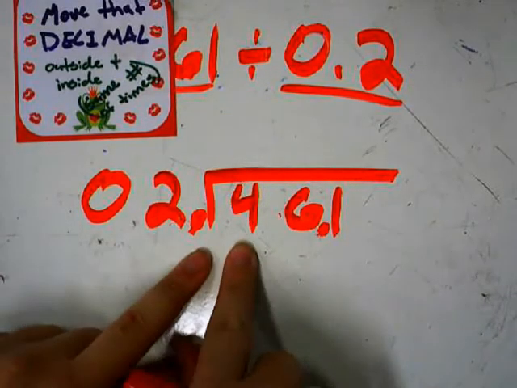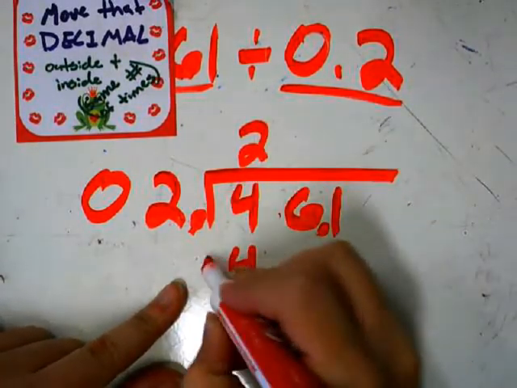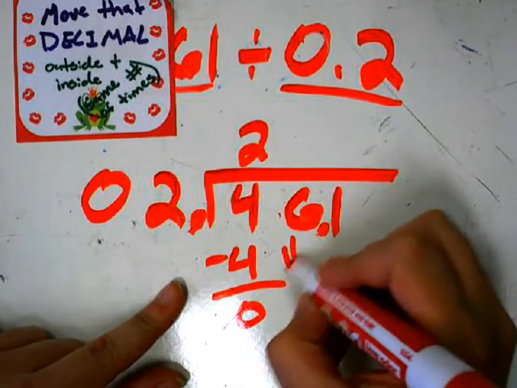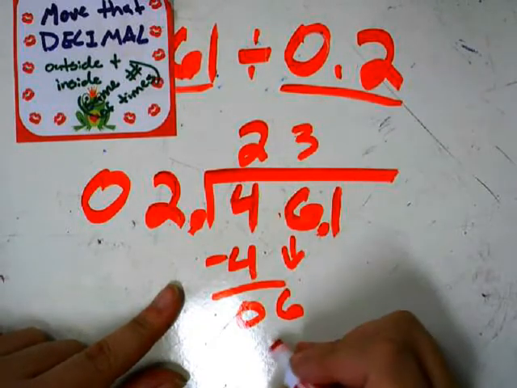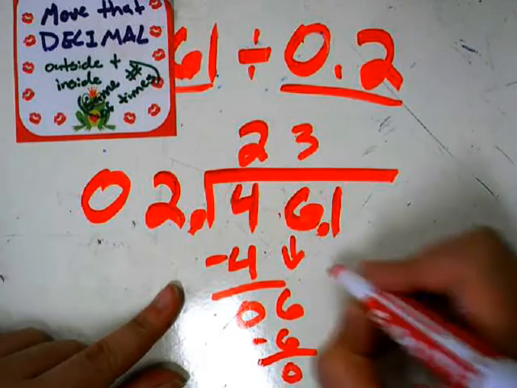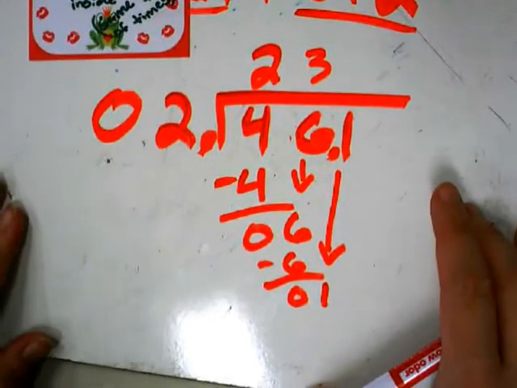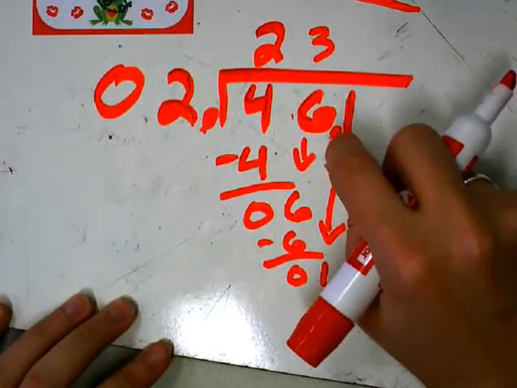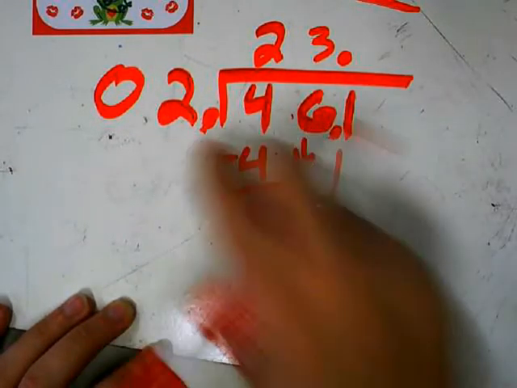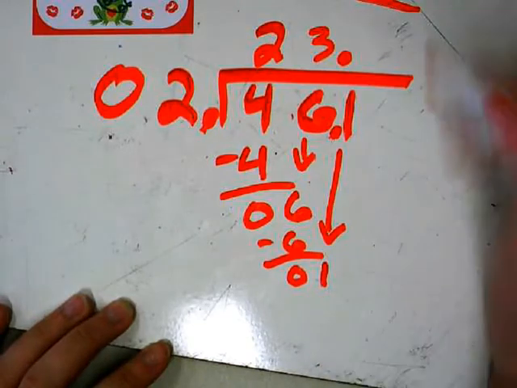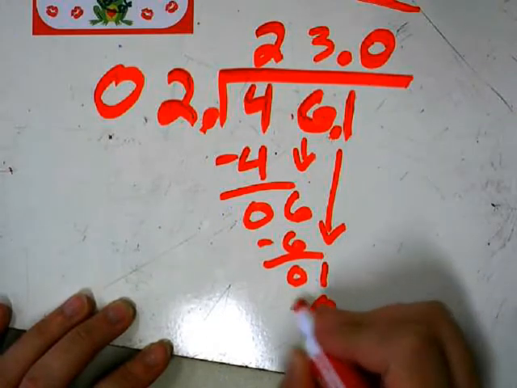2 goes into 4 2 times. 2 times 2 is 4. Subtract. You get a 0. Bring it down. Okay? 2 goes into 6 3 times. 2 times 3 is 6. Subtract. Get a 0. Bring that 1 down. Okay, now before we go on, I'm going to move this up a little bit here, guys. This decimal needs to come up in exactly the same place as it is down here. 2 goes into 1, not at all, so you're going to put a 0. 2 times 0 is 0. Subtract, you get a 1.